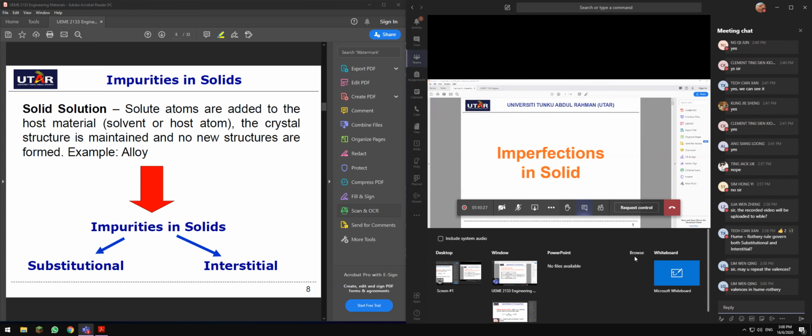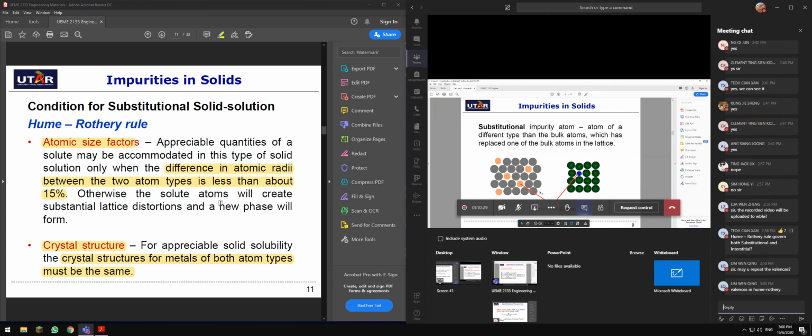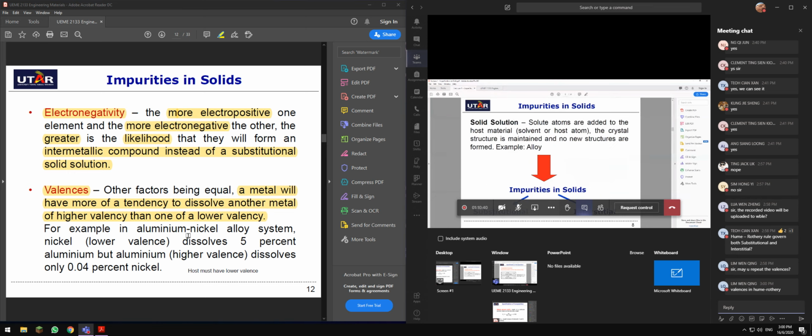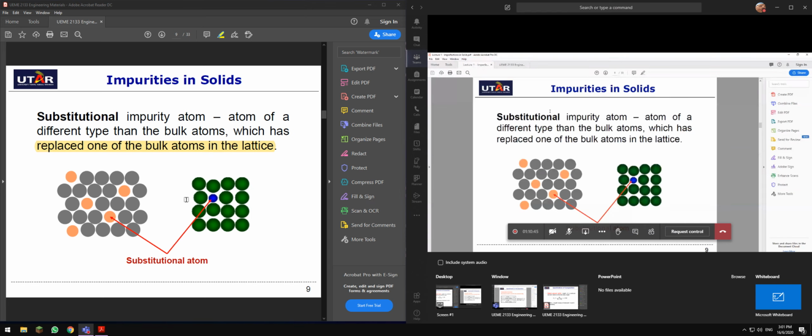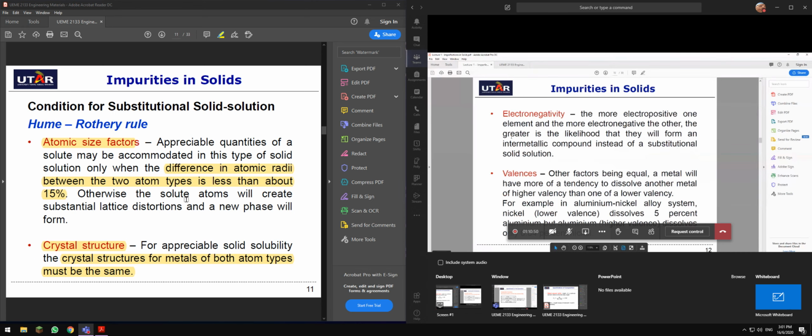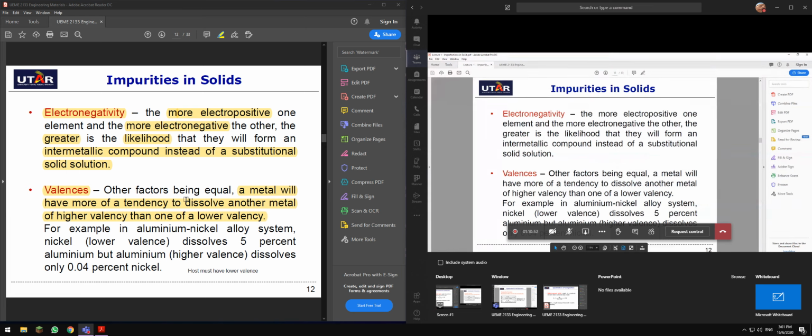Valences in Hume-Rothery. When you look at solid solutions, repeating this again, you have laws to follow, which is the Hume-Rothery law: atomic size factor, crystal structure, electronegativity, and also valences. So what Hume-Rothery was mentioning about valences is, if you look at the example, let me start with the example. You have an aluminum nickel alloy system.